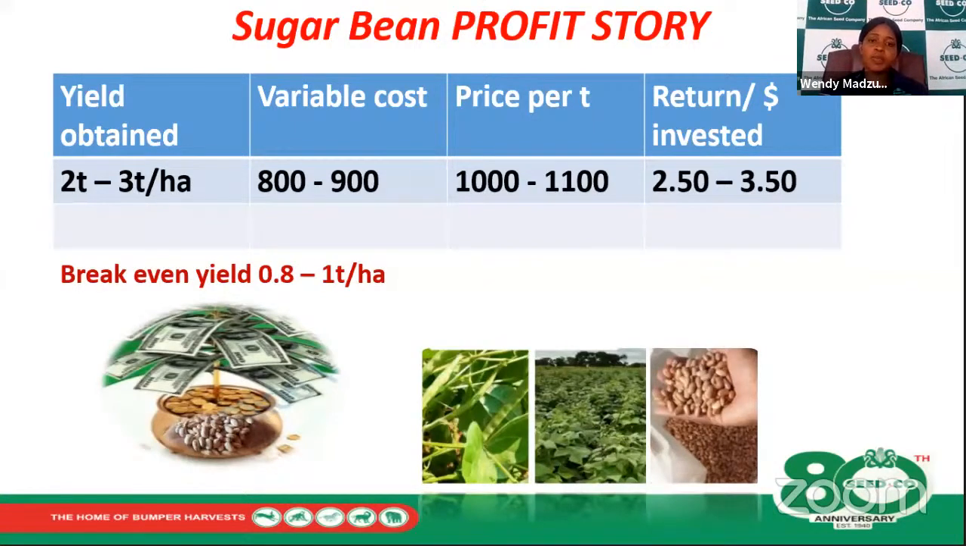So for sugar bean production, if you aim to achieve yield levels of between 2 to 3 tons per hectare at a variable cost of 800 to 900 plus and a selling price of about 1,000, then the return per dollar invested will range between $2.50 to about $3.50, plus or minus, depending on the market that you're going to sell your crop. The break-even yield for sugar bean is between 0.8 to 1 ton per hectare. So you really need to take note of the profit story of any crop before you venture into it, because farming is indeed a profitable business.